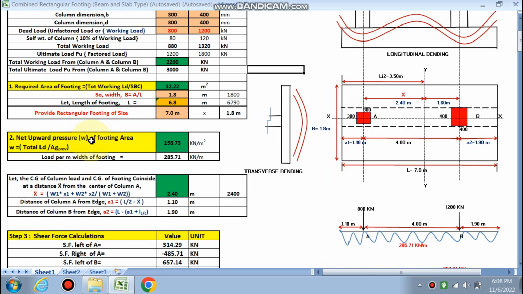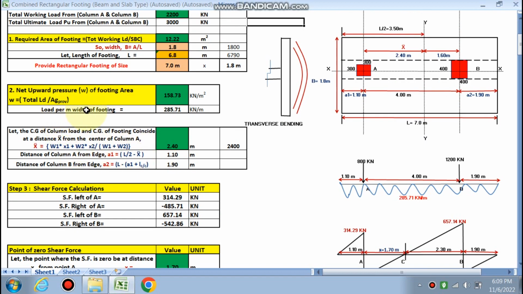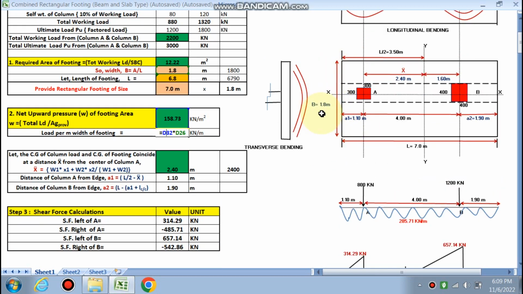Now next, net upward pressure. You can see that the total load upon AG provided, that is the gross area provided, has been calculated as 158.75. Load per meter width, we will multiply it by the width we have given, that is 1.8 meter. So 285.71 is the load in upward direction, right, per meter width.